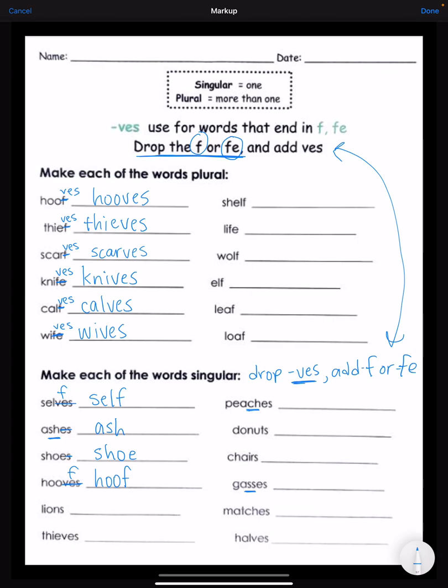All right, I'm going to come over here to gases. I see that SS, except that is one of those weird ones where we have to double the S to make it plural. So it would be one gas. We're going to take away the ES and it's going to be gas. Let's talk about chairs. It's multiple chairs. Chairs is a plural word, but we just added an S to make that word plural. So it's just going to be chair to make it singular.